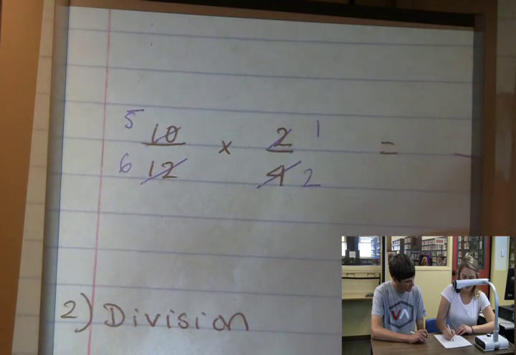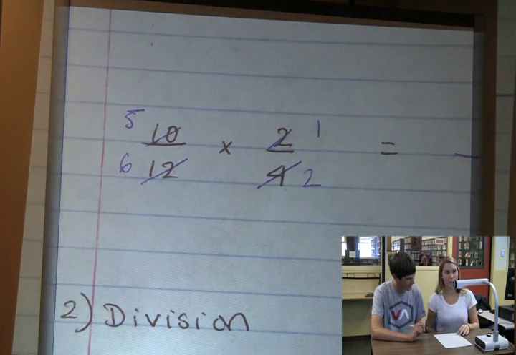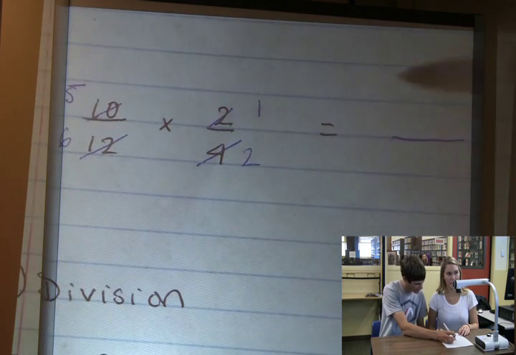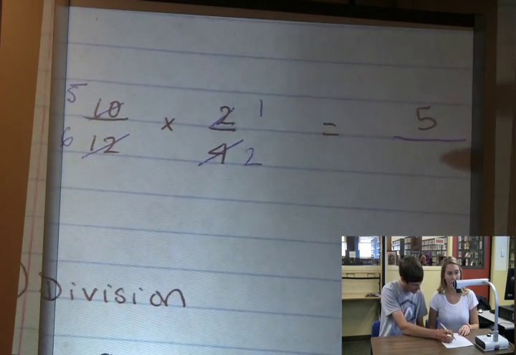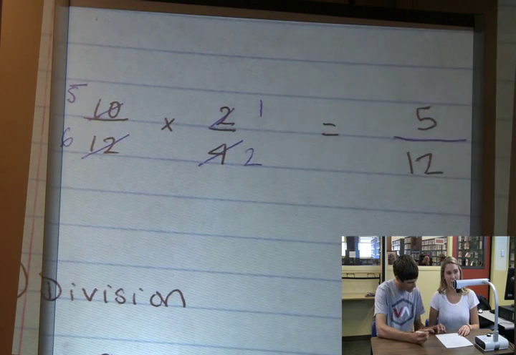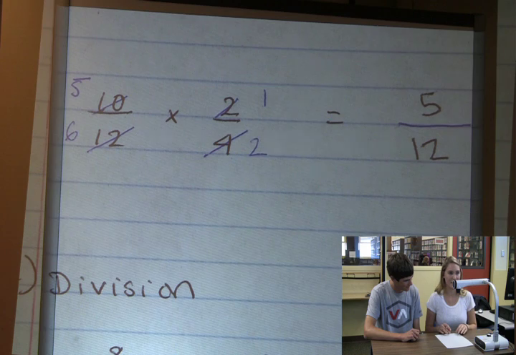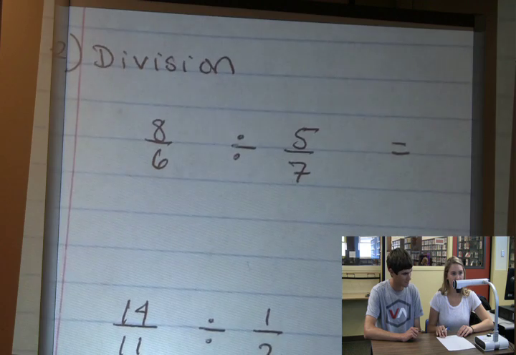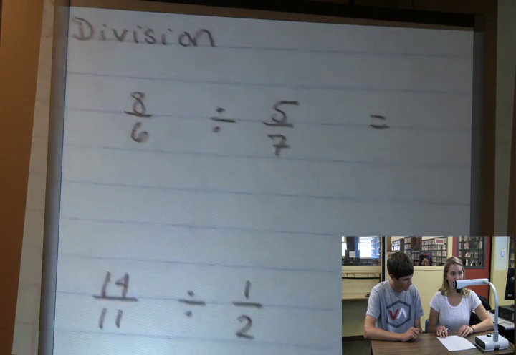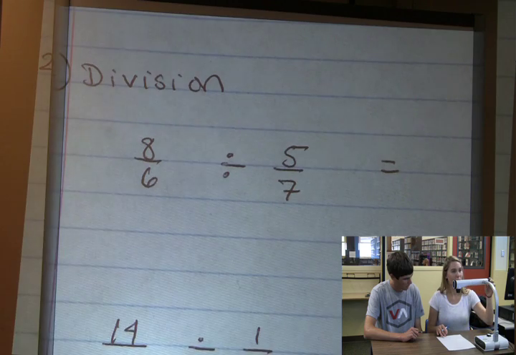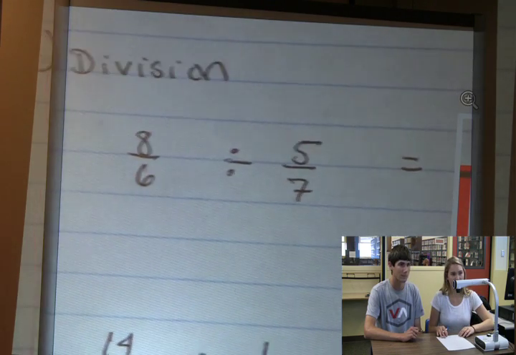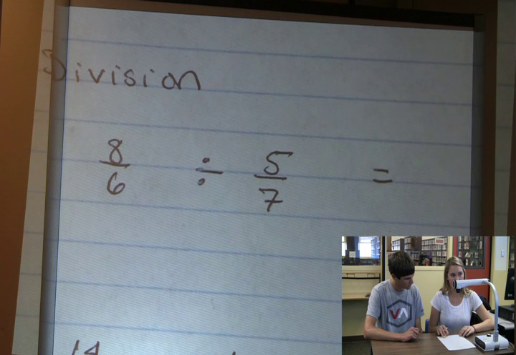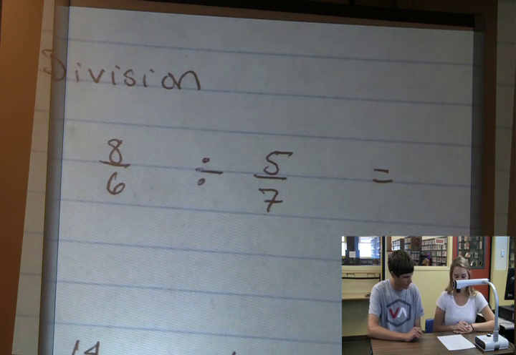So if I write this line, can you write out what 5 times 1 would be on top? So that would be 5. And 6 times 2 would be? 12. Perfect. And that's basically multiplication. So if we move on to division, we have the fraction 8/6 divided by 5/7. What do you think?